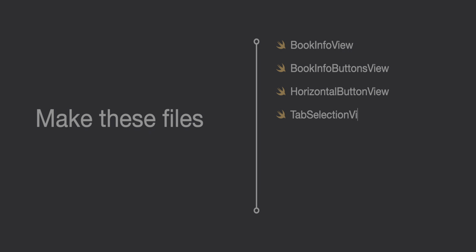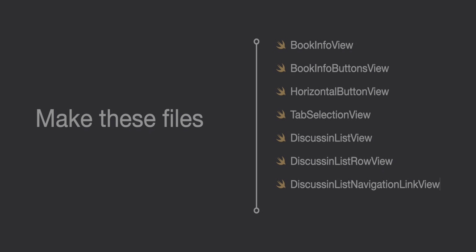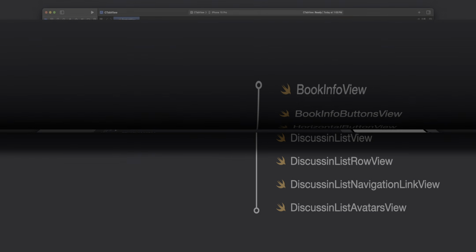Next, tab selection view, and then we'll create the discussion list view and discussion list row view, as well as a discussion list navigation link view. And last, a discussion list avatars view. That's all the views we'll need, and again we'll create these using the SwiftUI view template. So our project should look like this.